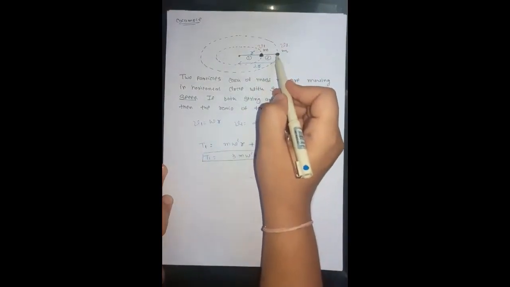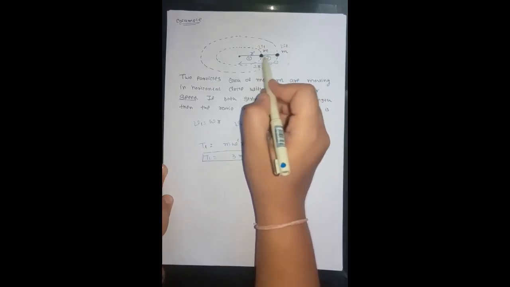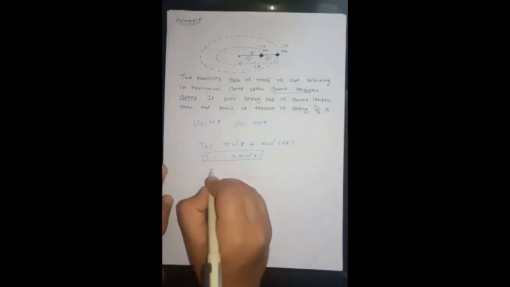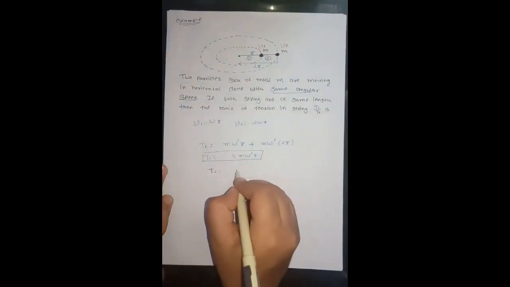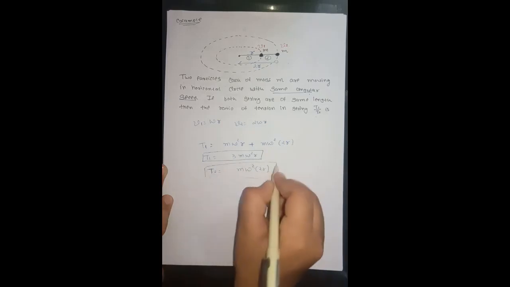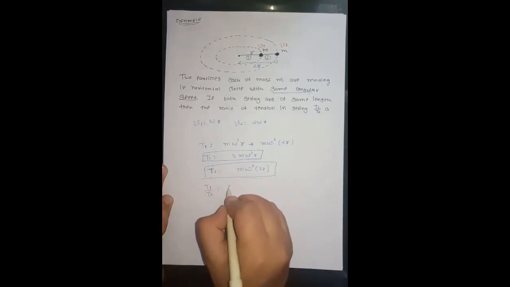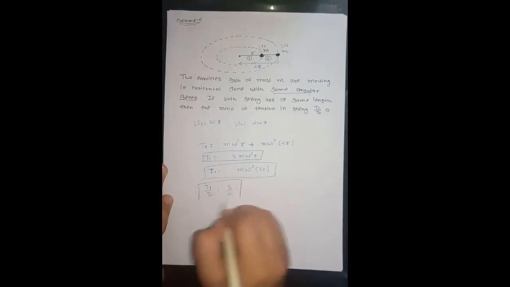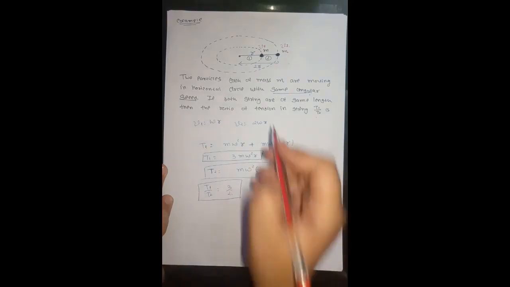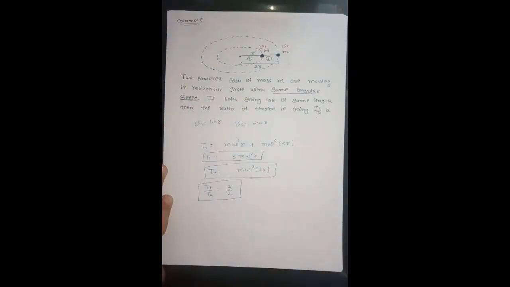Now if we draw the free body diagram of the second particle, the tension in this string is only due to this particle. So T2 will be m omega square 2r. Taking the ratio of 1 and 2, we will get T1 by T2 equal to 3 by 2. Here keep this in mind, they are moving with the same angular speed and not the same linear speed.